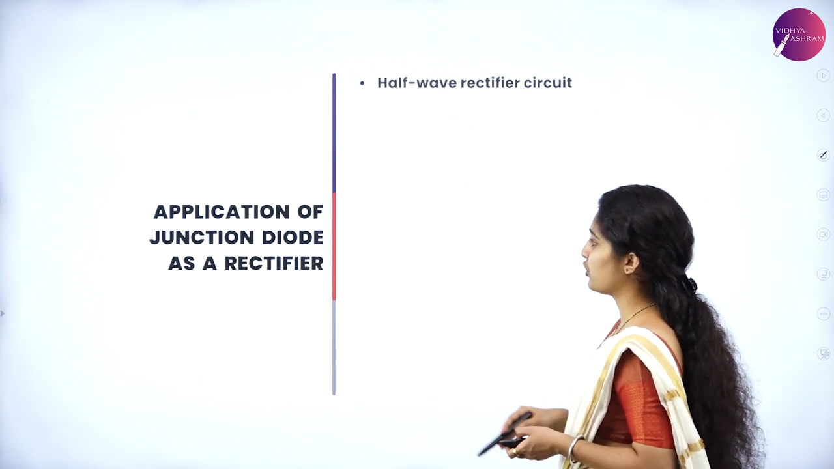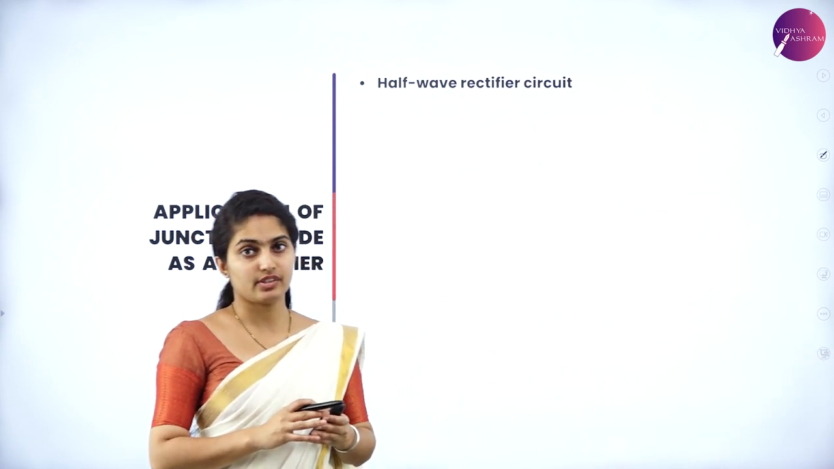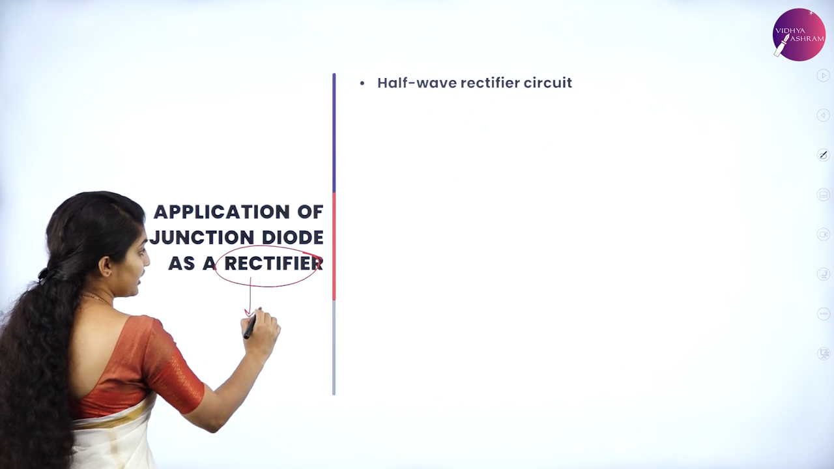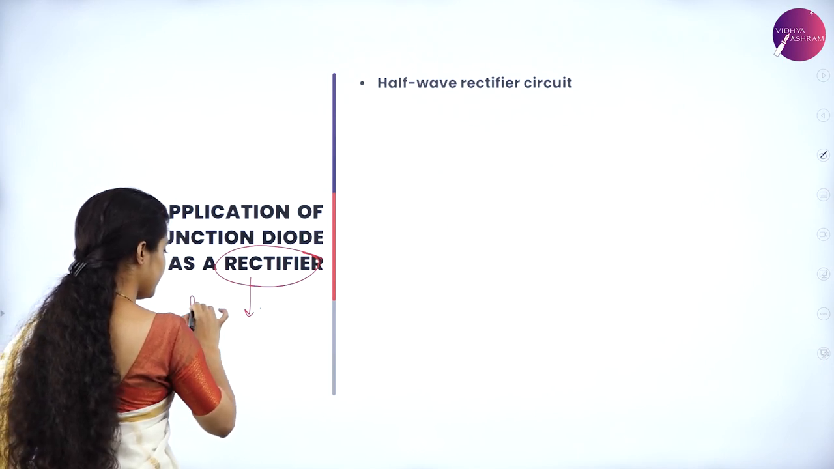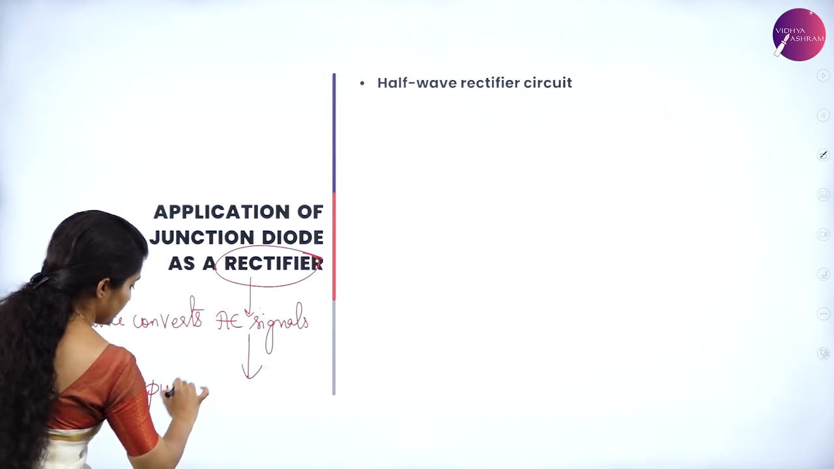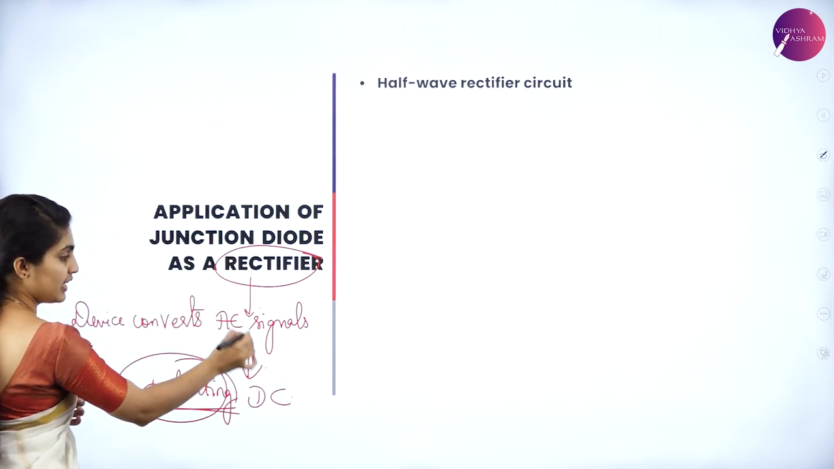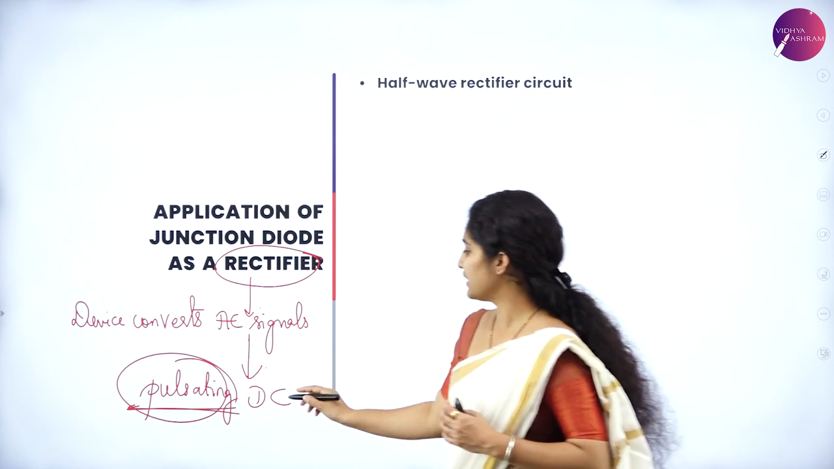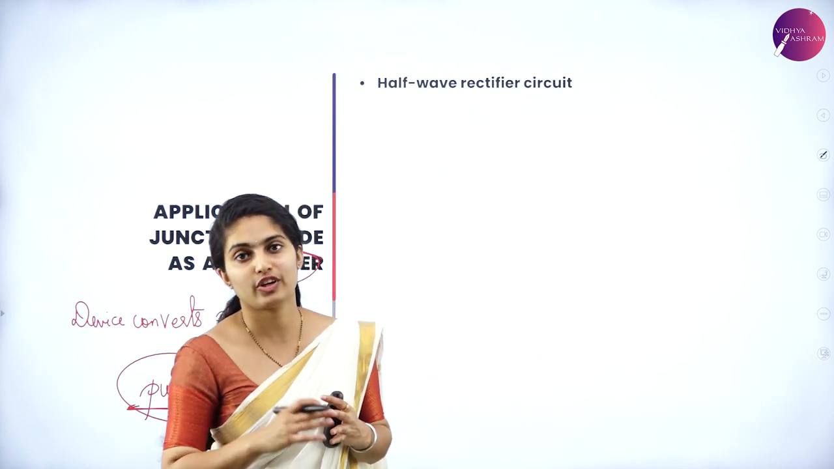Next, we are getting on to the application of the junction diode as a rectifier. First of all, we are studying half-wave rectifier circuits. Before that, let us see what a rectifier is. Rectifiers are devices which convert AC signals to pulsating DC. Very important word, students. If you write directly DC, it is wrong, it should always be pulsating DC. From pulsating DC, it can be converted to DC by adding certain components like inductors or capacitors.